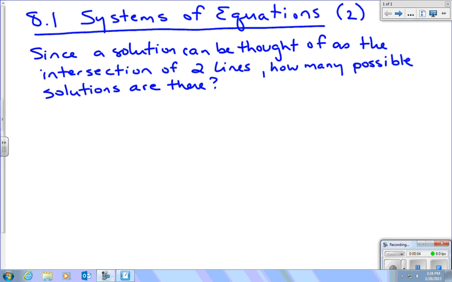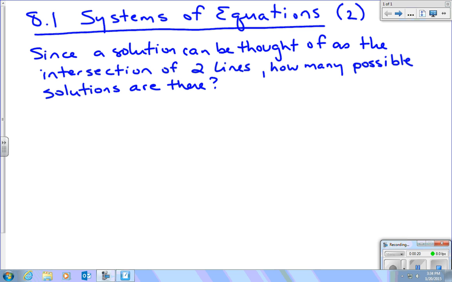Okay, in this lesson, we're again looking at systems of equations and at solving them. And this one, we're going to start with this question. Since a solution can be thought of as the intersection of two lines, how many possible solutions are there?